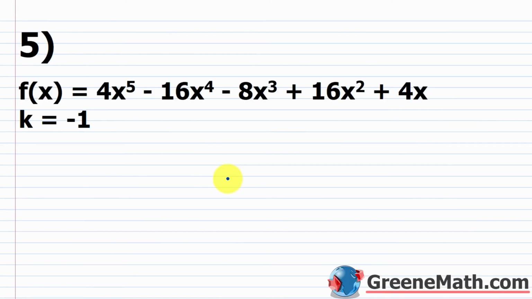All right, let's take a look at problem 5. So here we have f of x equals 4x to the 5th power minus 16x to the 4th power minus 8x cubed plus 16x squared plus 4x. The k value here is equal to -1. So this example here is going to help clear some things up.